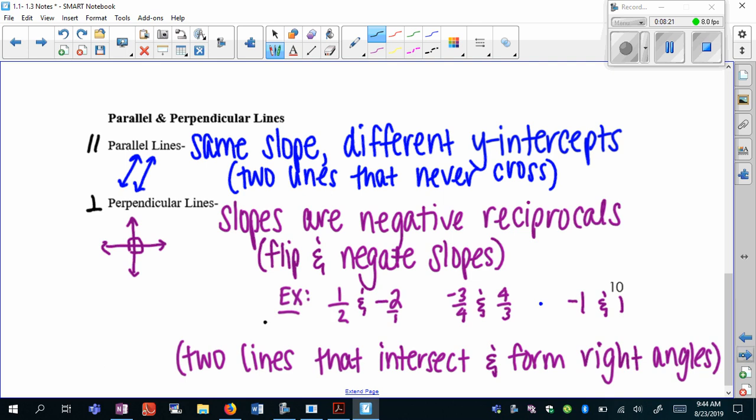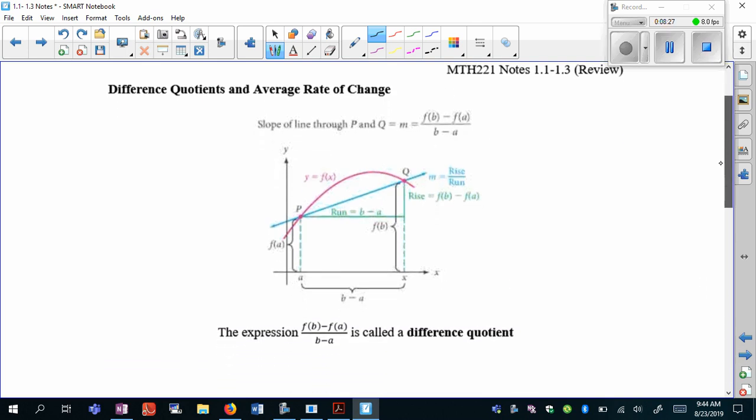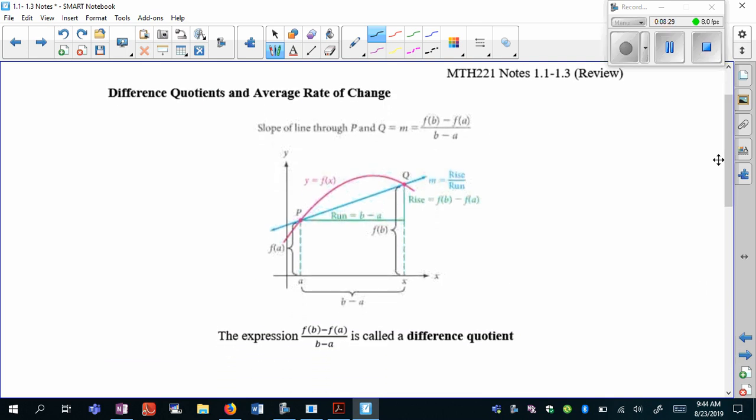And then the last thing to talk about is something called the difference quotient. We're going to do a lot more work with this later on in the next section, section 1.4. But for right now, difference quotient, average rate of change, all related to slope. When we talk about the difference quotient and average rate of change, we start expanding outside of lines. But for right now, we're still talking about lines.